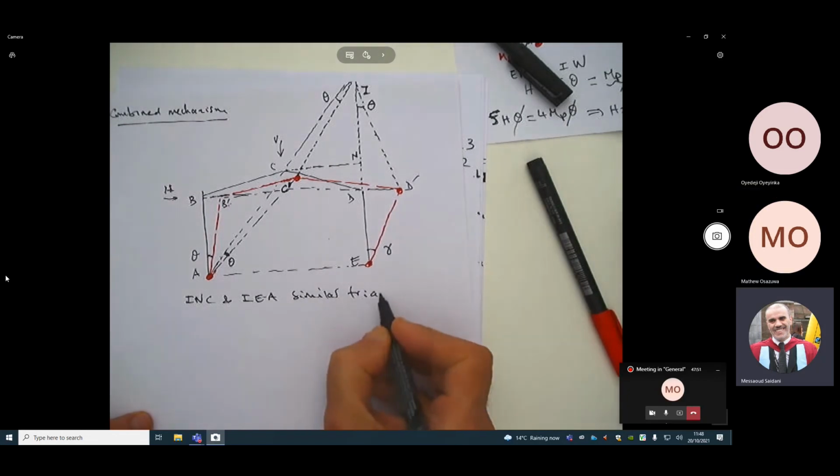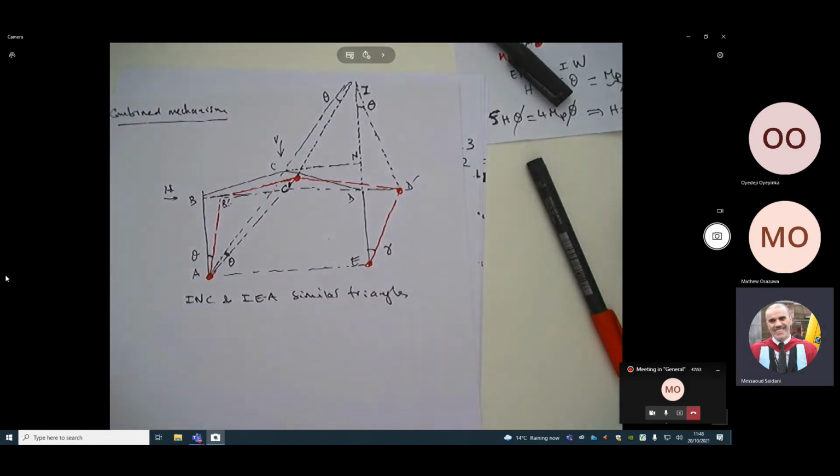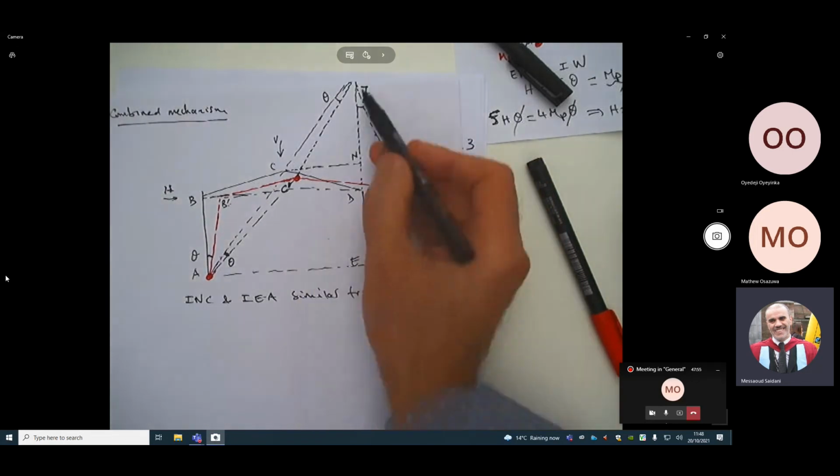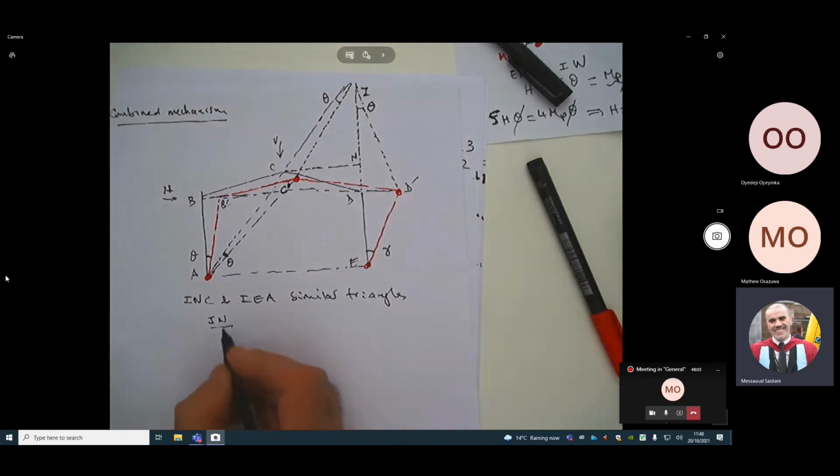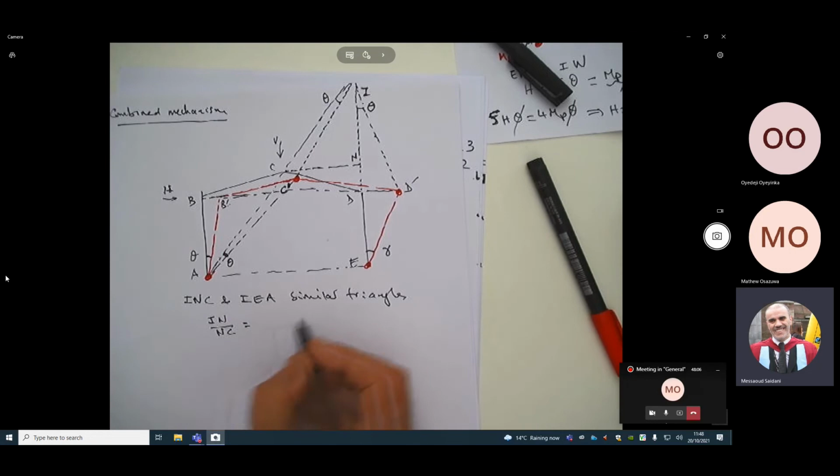Do you agree that ICN and IEA are similar triangles? Yes, sir. So we have IN over NC equals IE over EA.